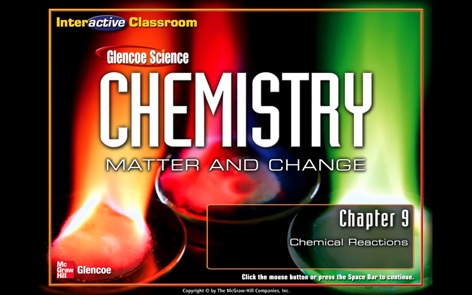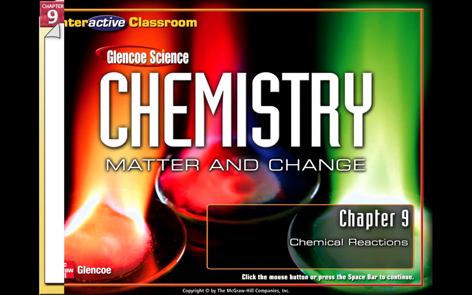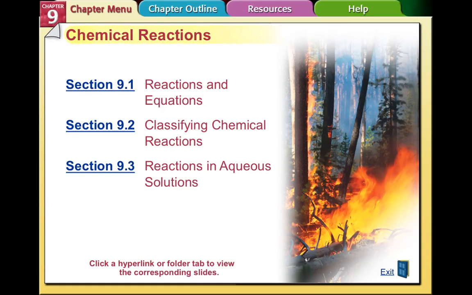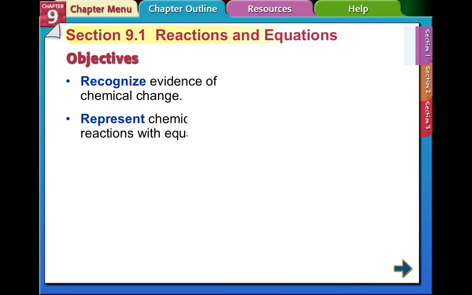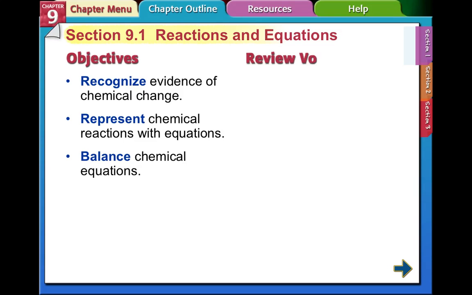We are moving into Chapter 9, Chemical Reactions. There are 3 sections in this chapter: reactions and chemical equations, classifying chemical reactions, and reactions in aqueous solutions. In Section 1, we are responsible for learning to be able to recognize the evidence of chemical change, represent chemical reactions with equations, and be able to balance those equations.